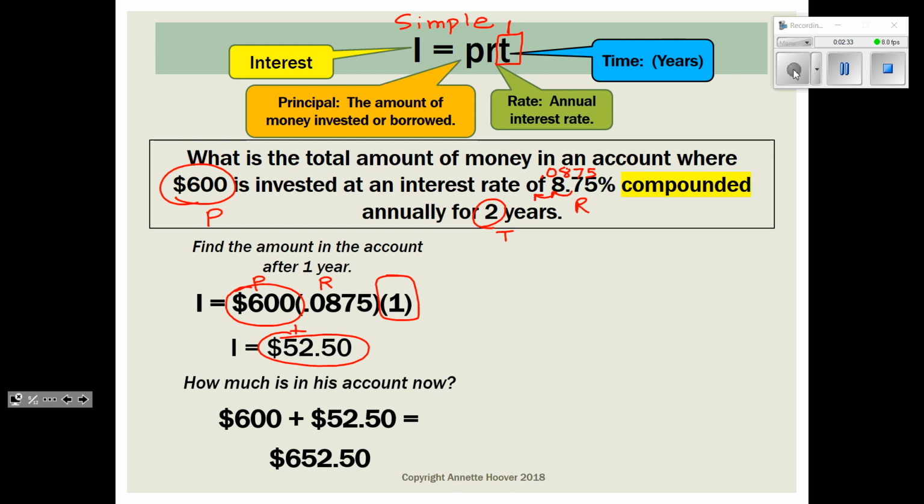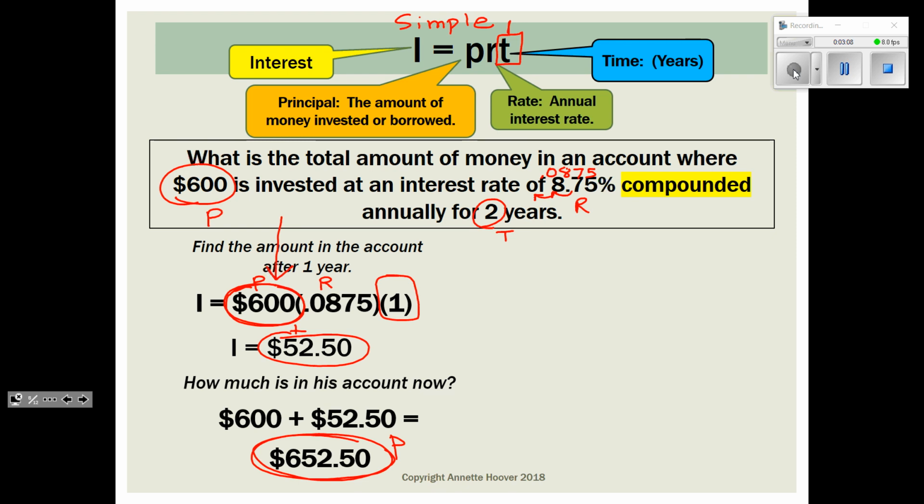For the next year, for the second year, we are not going to base our interest off the original principal of $600. For year 2, you're going to earn the interest based on how much was in the account after the first year. So the principal has now gone up. If this was simple interest, you stick with the $600 per year for however many years. But with compound, each year the principal gets more and more and more.